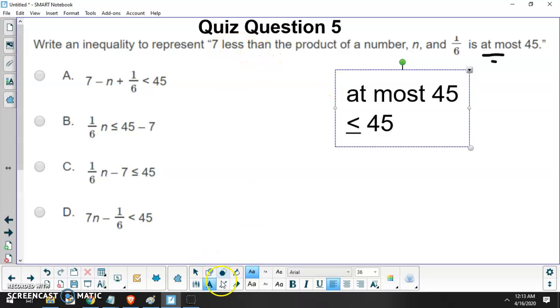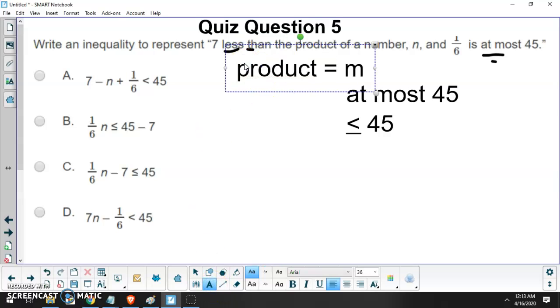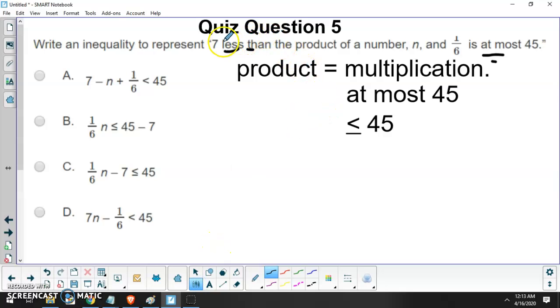All right, now let's talk about the expression here. 7 less than the product. Product means multiplication. So product equals multiplication. So you're multiplying a number n and 1/6. Okay, and then you're taking 7 less than it.